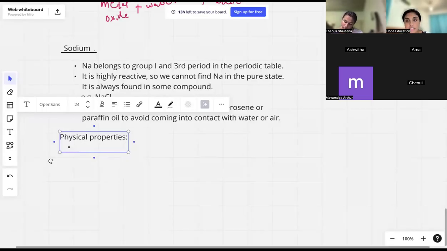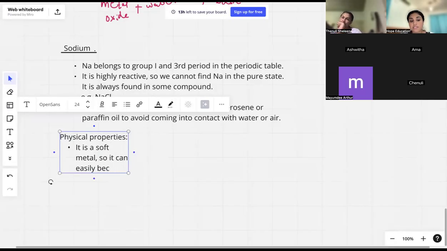So when you consider iron or aluminium, what you have noticed is that they're pretty hard. Usually metals are quite hard. But only sodium is kind of unique because it is a very soft metal. It is a soft metal, right? So it can easily be cut with a knife. We can easily cut it with a knife. Can you cut iron like that with a knife?